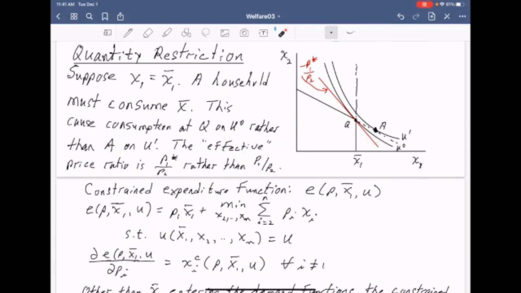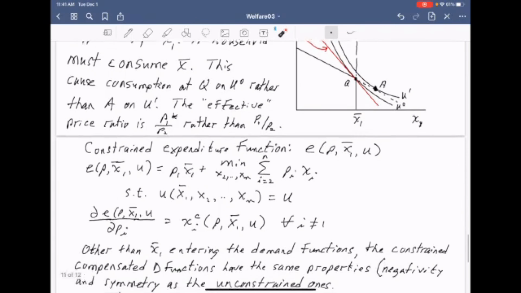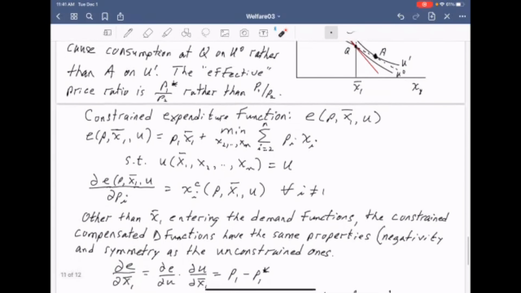We're restricted to X1 bar, so that forces us to be at that point Q, and at Q we get a price ratio P1 star over P2 instead of the original P1 over P2. So the effective price ratio is P1 star over P2 rather than P1 over P2, and the constrained expenditure function then has to include this X1 bar in it, along with prices and utilities. That expenditure function is equal to P1 X1 bar plus the minimum over X2 to Xn of the prices times these Xi's, where i is greater than 1.